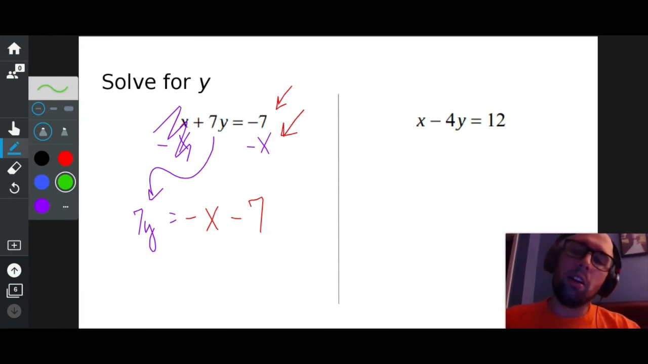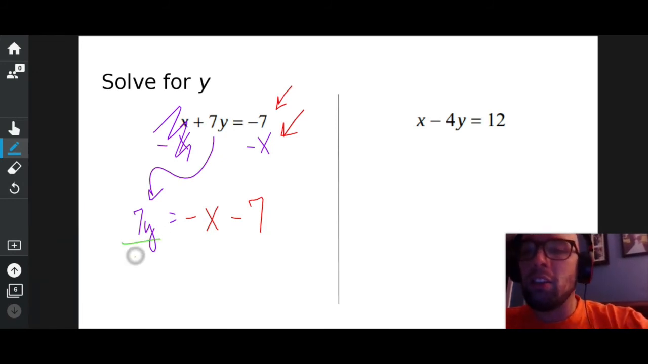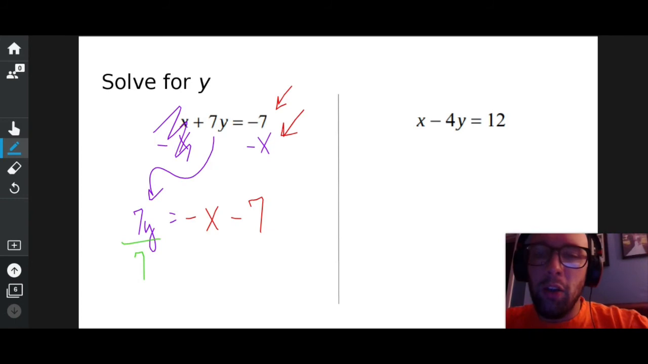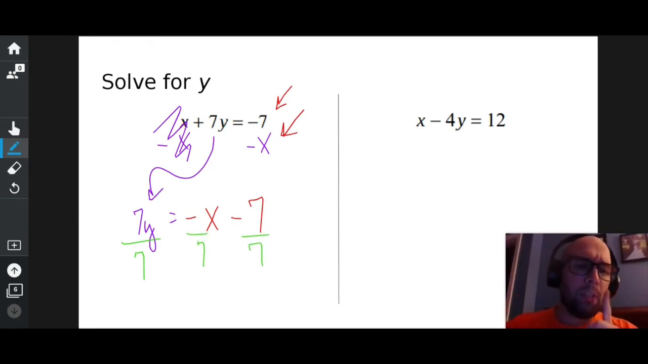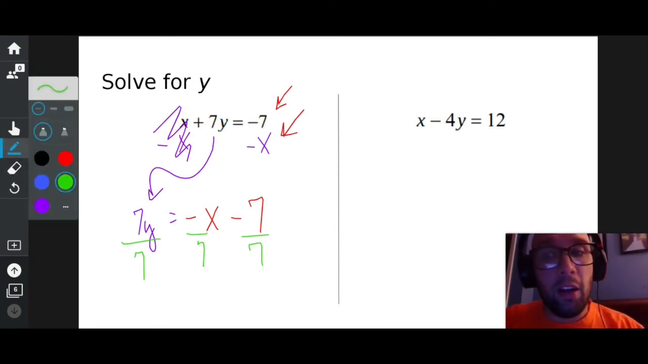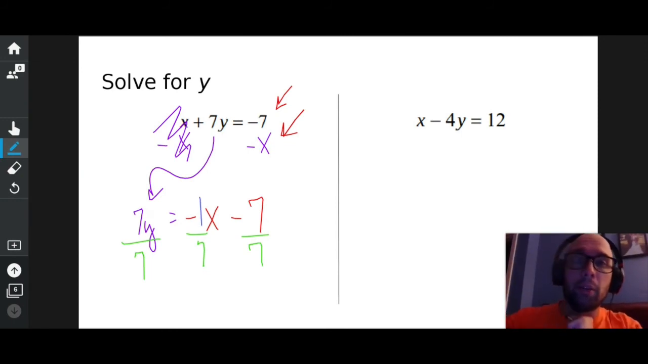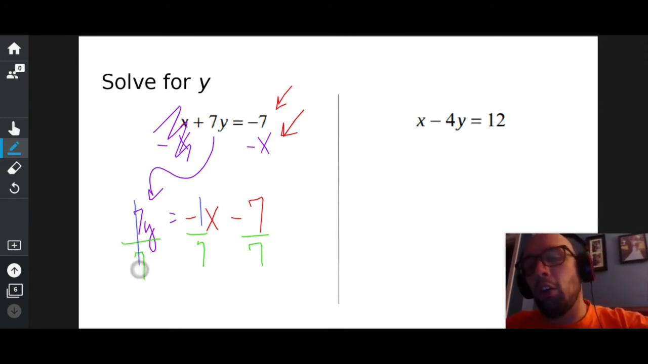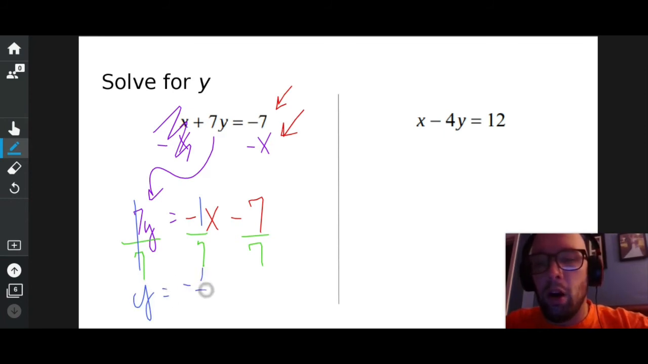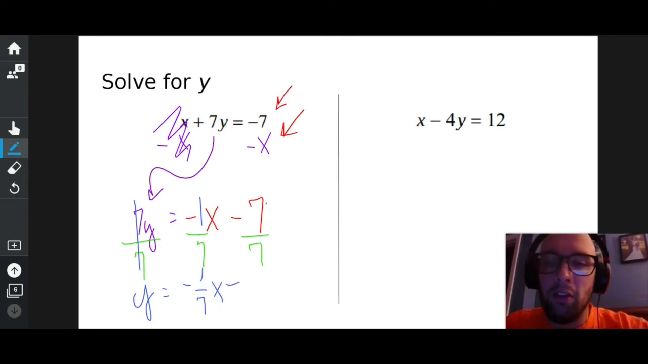Now, I know what's going to happen next. I'm going to divide everything by 7, but here's a problem. You might be thinking, there's no number in front of x. It's just a negative sign. There is a number in front of x. It's an invisible 1. So that crosses out. Y equals negative invisible 1 over 7x minus 7 divided by 7 is 1.